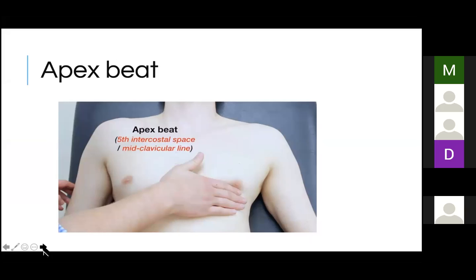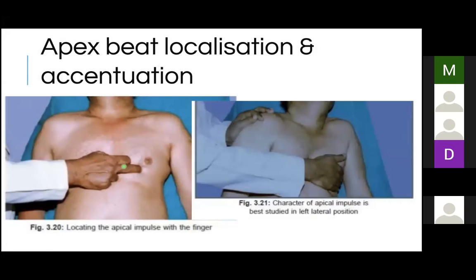And then always remember that sometimes an apex beat is not palpable. So don't spend too many minutes wasting time trying to locate the apex beat when it might not be there for a variety of reasons, such as a really thick chest wall, obesity, emphysema, pericardial effusion, or dextrocardia. So just keep that in mind. If you don't feel it, move on. And then, this is just showing localization with a single finger and then turning over onto the left lateral position.